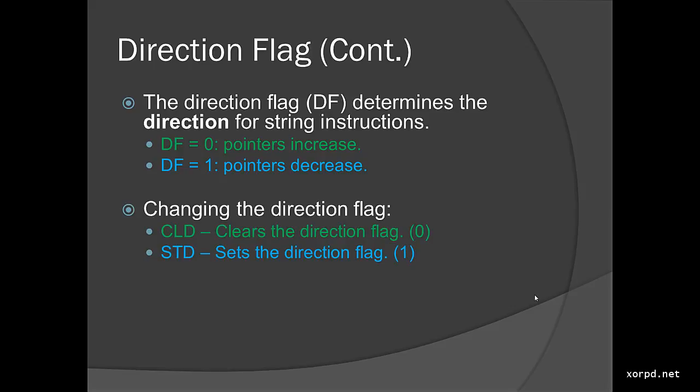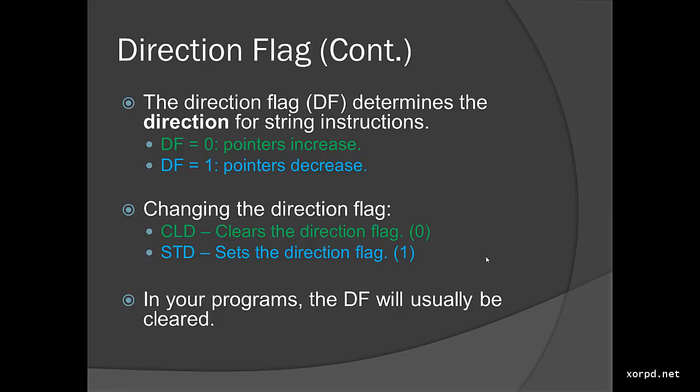We have full control over the direction flag, and we have two different instructions to change it. The first one is CLD, which means clear direction. This instruction clears the direction flag, which means that it is changed to 0. The other instruction is STD, which means set direction. It sets the direction flag, which means that it changes its value to 1. In your programs, DF will usually be cleared, which means that in the usual way, DF equals 0. If you don't do anything, then probably DF equals 0.